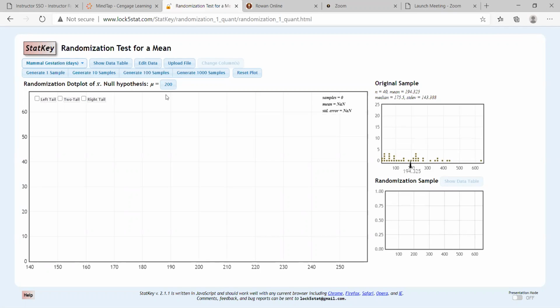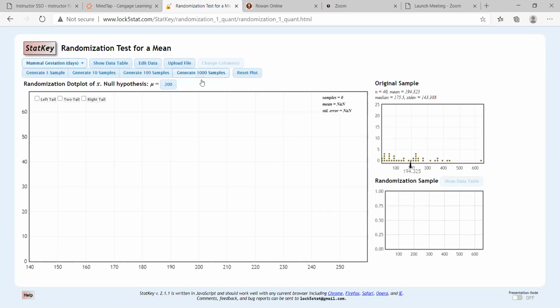We always look at the alternative hypothesis. If it has less than, we're going to click the left tail. If it's greater than, we're going to click the right tail. And if it's not equal to, we're going to click the 2 tail. All right, very simple. All right, we're just going to generate 1,000 of these called randomization samples. All right, they're going to be randomly selected with a mean of 200.